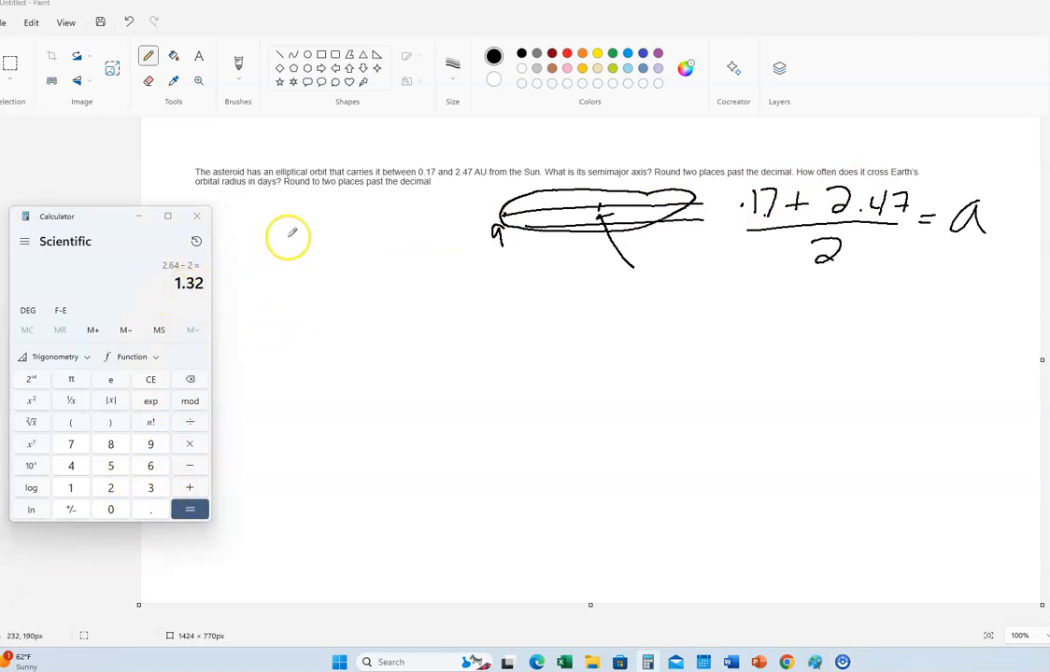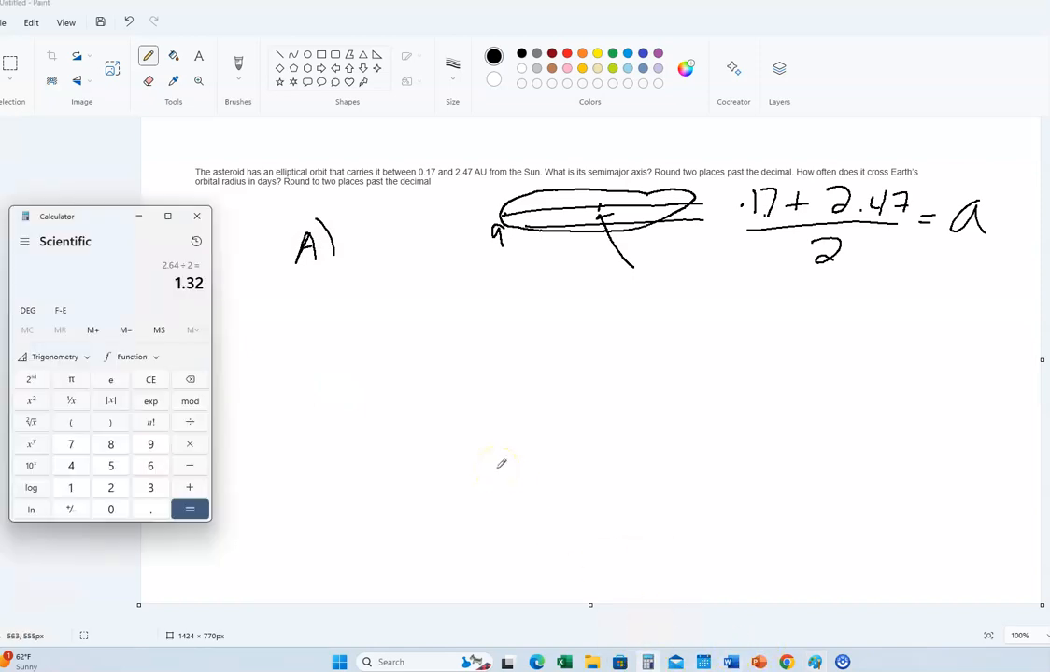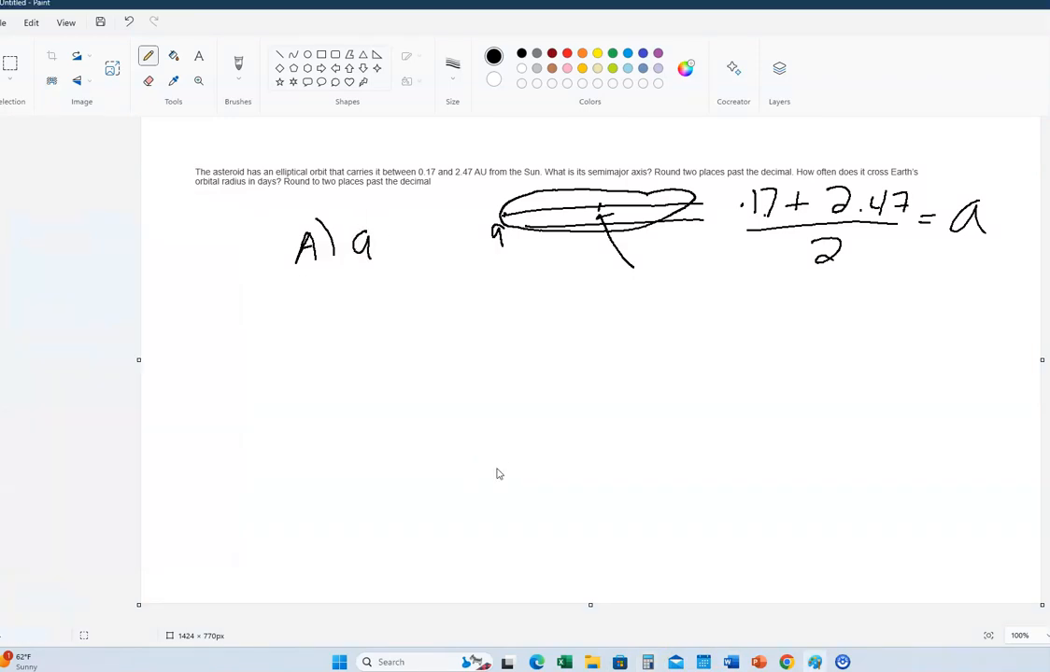All right, so it says to round to 2 places past the decimal, so it would be the answer A. All right, so this first answer A, of course, is what was it again? I just lost my calculator. 1.32. So the semi-major axis, which happens to be called A, is 1.32 astronomical units, AUs. All right, so that's fine. And then it says, so that's the semi-major axis.